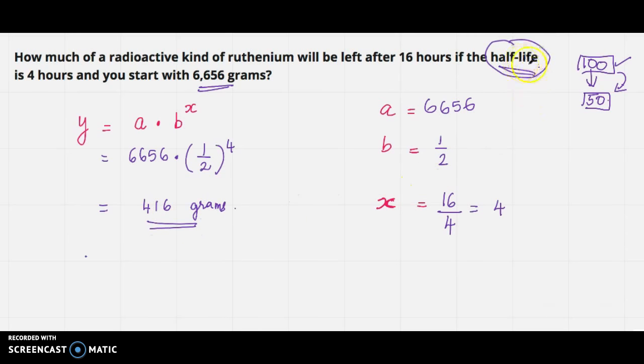So whenever you see the word half-life, that B just becomes half in that problem. All right, and it's an exponential decay problem because B is less than 1. So it's an exponential decay problem, and B will be half whenever you see the word half-life in a problem. The next question.